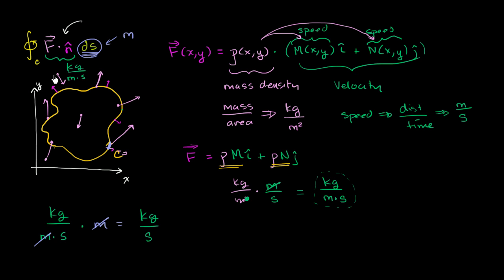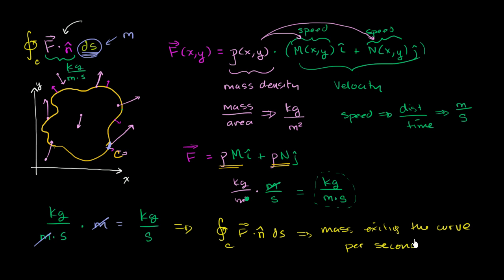And if you were to add up, and that's what integrals are all about, adding up an infinite number of these infinitesimally small ds's, if you were to add all of that up, the value of this entire integral is going to be in kilograms per second. And it's essentially going to say how much mass is exiting this curve at any given point or at any given time. So this is mass. So this whole integral, let me rewrite it, of f dot n ds tells us the mass exiting the curve per second.